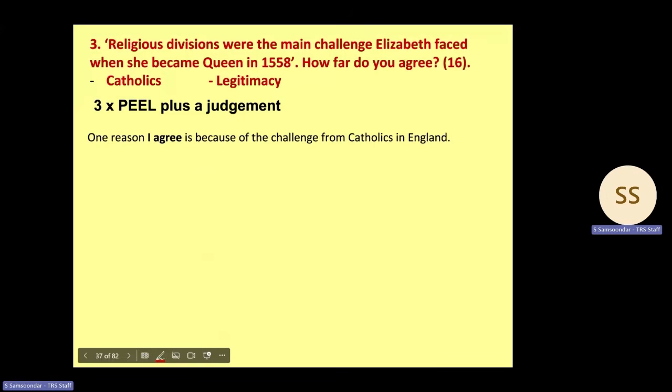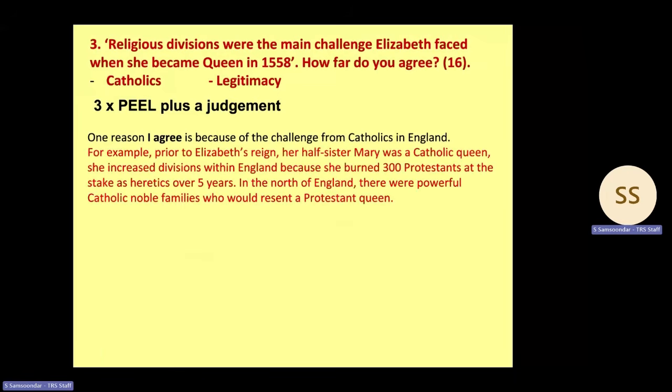So here's the point. One reason I agree is because of the challenge from Catholics in England. Here's the evidence. You're only looking for 2 examples of evidence. And if you look here, there are 2 examples. As you can see, there's mention of the role of Mary the first, Bloody Mary, before Elizabeth, burning 300 Protestants, stirring up religious tensions, and then also the fact that there are powerful Catholics in the north who are going to resent Elizabeth as a Protestant queen and could challenge her.